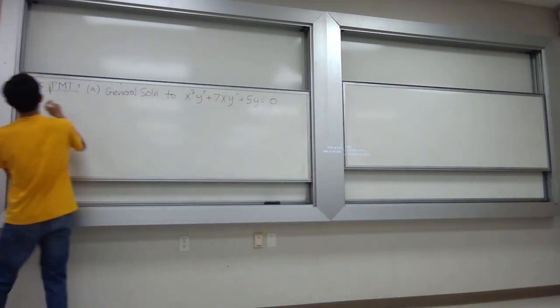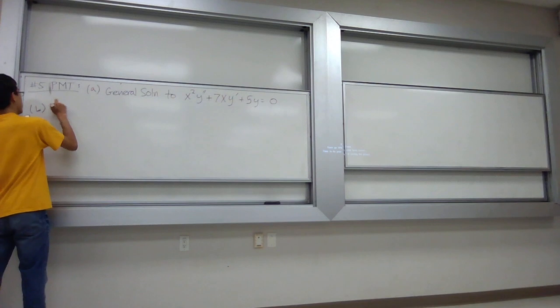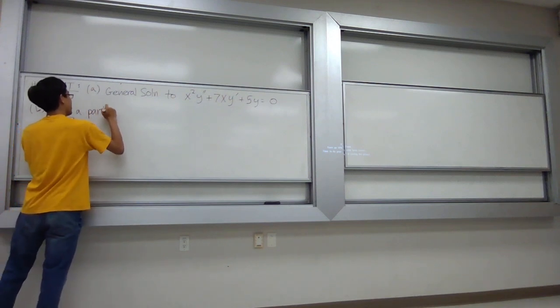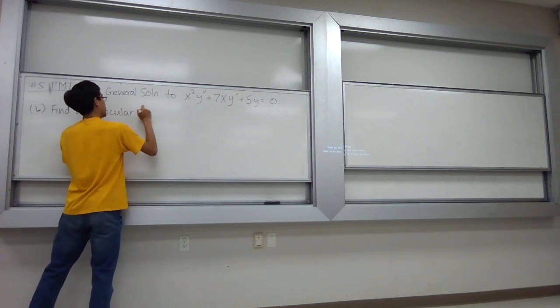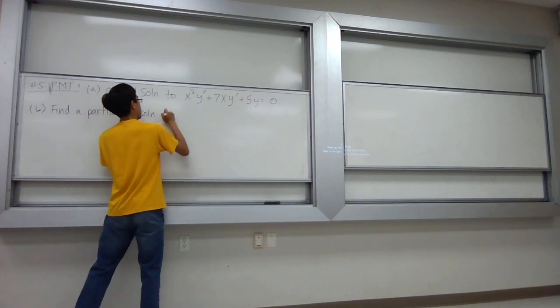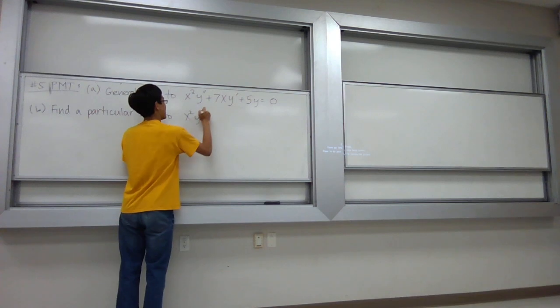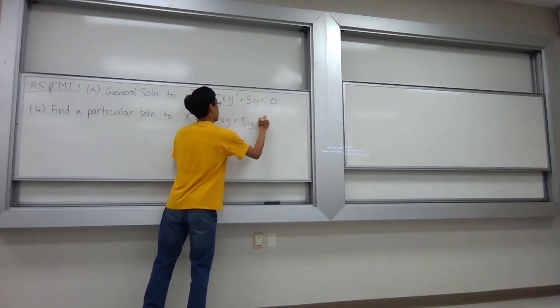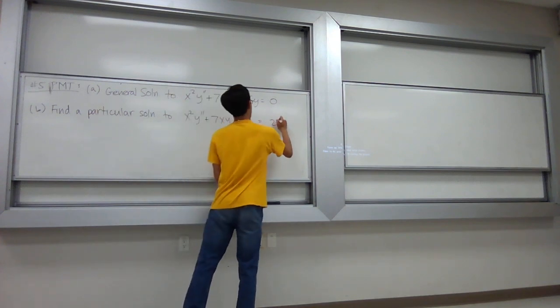And then part B is find a particular solution to basically the same equation. So I guess I'll copy it again. Equals 2x plus x squared.